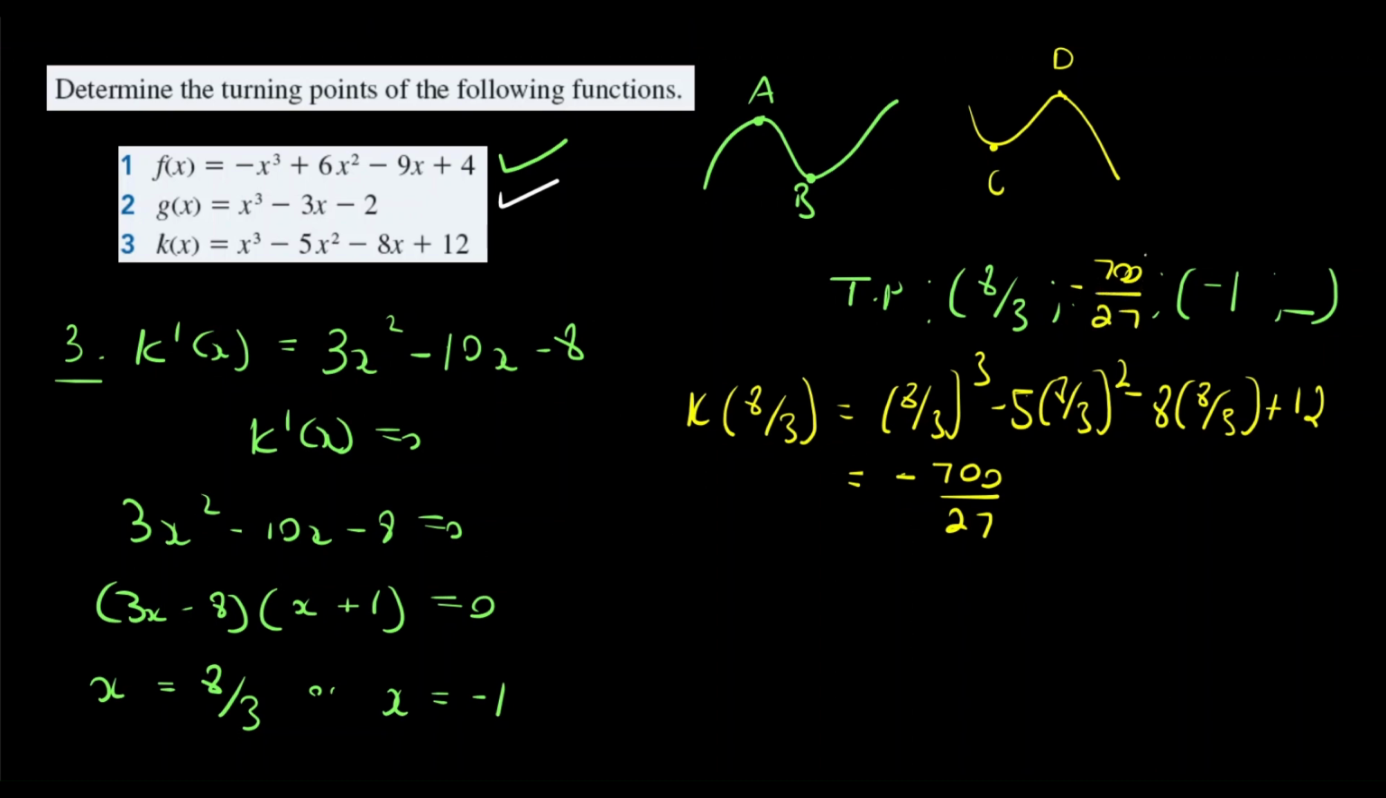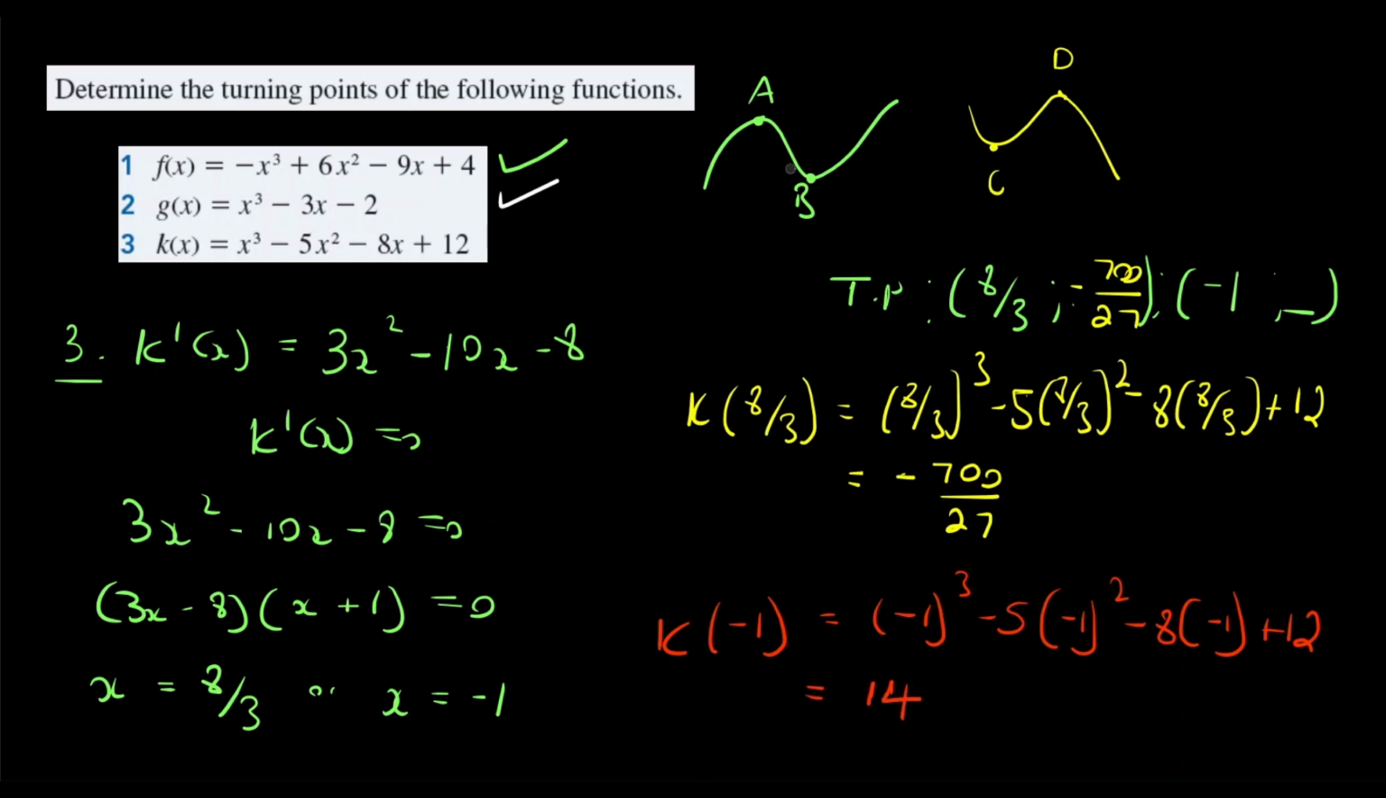We need to find the corresponding y value for negative 1. So we substitute negative 1 into the original function: negative 1 cubed minus 5 times negative 1 squared minus 8 times negative 1 plus 12, and this will give us the answer of 14, which means the corresponding y value for negative 1 will be 14, and we would have calculated our two turning points. Really, we can use this to sketch the graph with many other points as well. So we would have answered the third and last question, calculating the turning points of a cubic function.